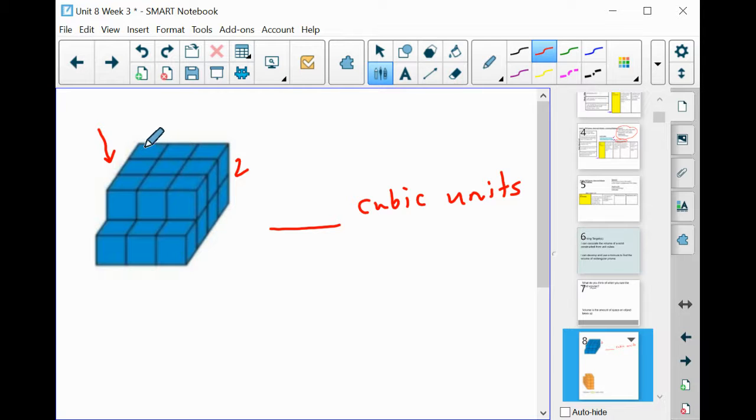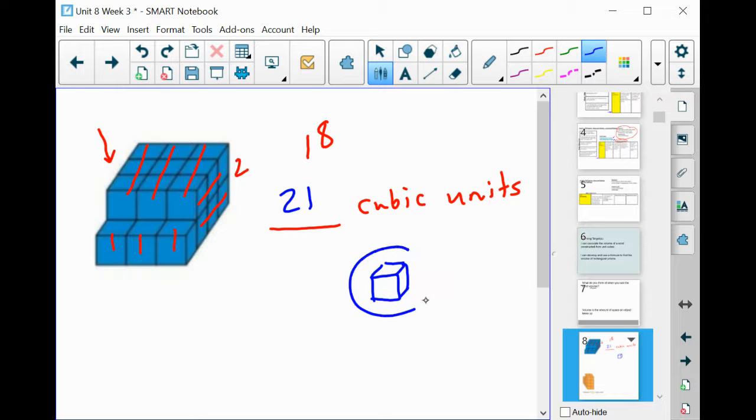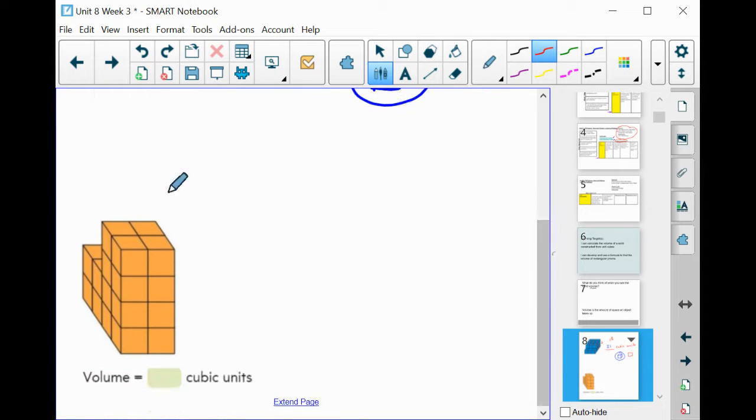So for example, I count 3, 6, 9 on the top. So what I know is that there are 2 layers of 9 here and here. That makes 18. Then I counted 19, 20, 21. And we called these cubic units. The reason why is because these little cubes right here that make up that solid are what we are counting. Okay? Remember, this is different than surface area. Surface area is just a flat, plane shape. Now we are counting 3-dimensional cubes. Okay? And here's another example of that.